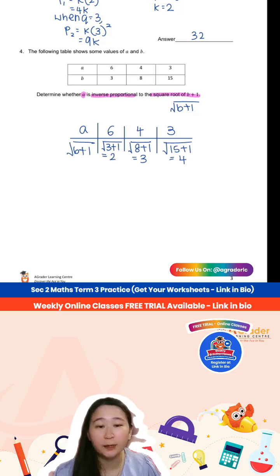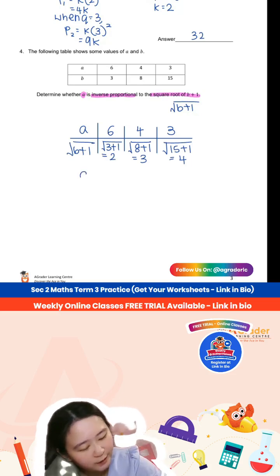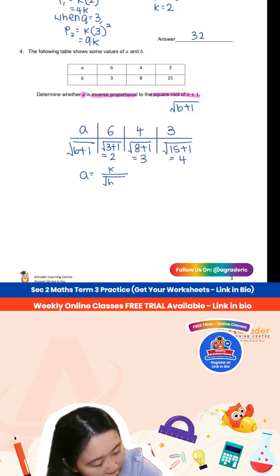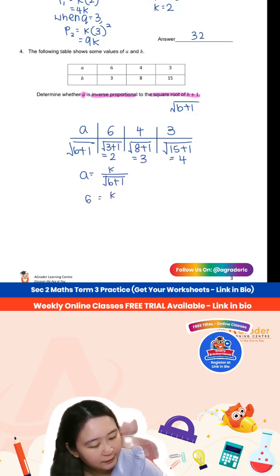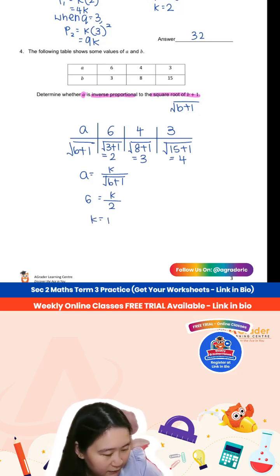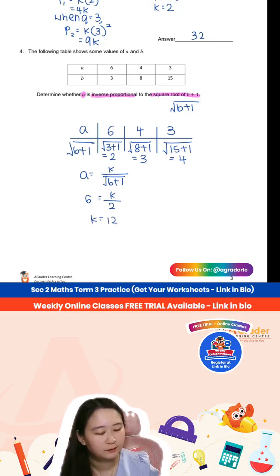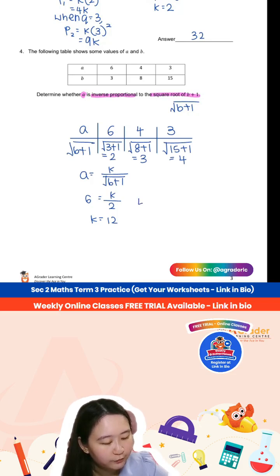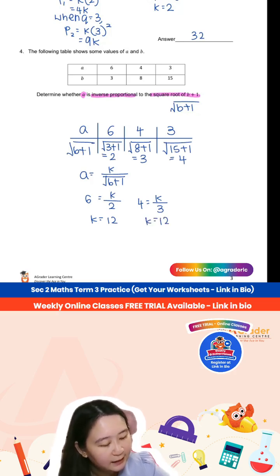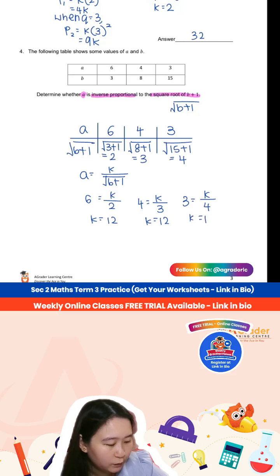And we can also find the value of the constant K. If it's inverse proportion, it means A equals K over square root of B plus 1. So when A is 6, it will be K over 2, meaning my constant equals 12. So we can see if K is the same throughout for all of them or not. Then when A equals 4, it will be K over 3. K is still equal to 12. And lastly, when A is 3, K over 4, K is also equal to 12.